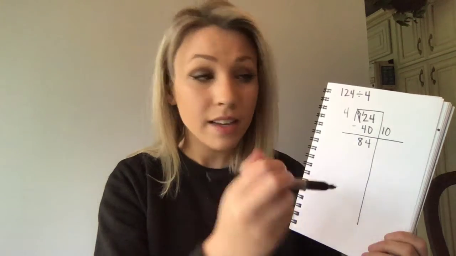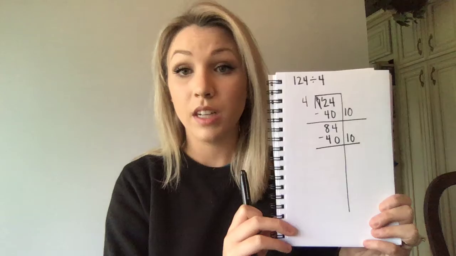So I just wrote down the work that I just said. I borrowed from the 1 to make this a 12, and then I subtracted and got 84. So the nice thing about this is I can keep using 10 as long as the product of 4 times whatever number I put out here is less than 84, you can keep using it. So let's just keep using 10. So 4 times 10 is 40.